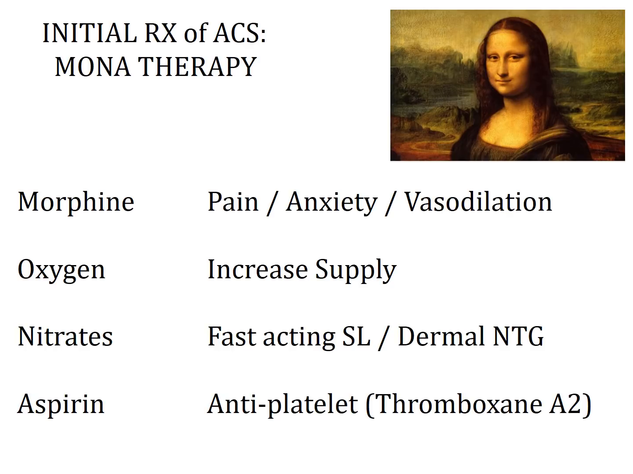Because, again, for those of you with experience, you know about monotherapy. So what is monotherapy? Morphine, oxygen, nitrates, and aspirin. The initial intervention for an individual having diagnosed or suspected acute coronary syndrome. What we want to do is restore O2 supply to the myocardium so our supply can meet the demand. For big interventions, morphine relieves pain and anxiety.